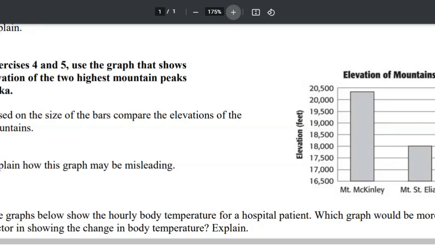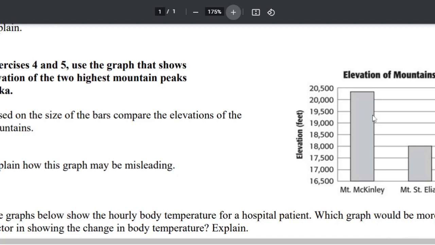For exercises 4 and 5, we're going to use a graph that shows the elevation of the 2 highest mountain peaks in Alaska. Okay, and we have this graph over here. If we look at it, it starts at 16,500 and it goes all the way up to 20,500. And this is the elevation in feet. Okay, we have Mount McKinley and we have Mount St. Elias. Okay, number 4 says, based on the size of the bars, compare the elevations of the mountains.